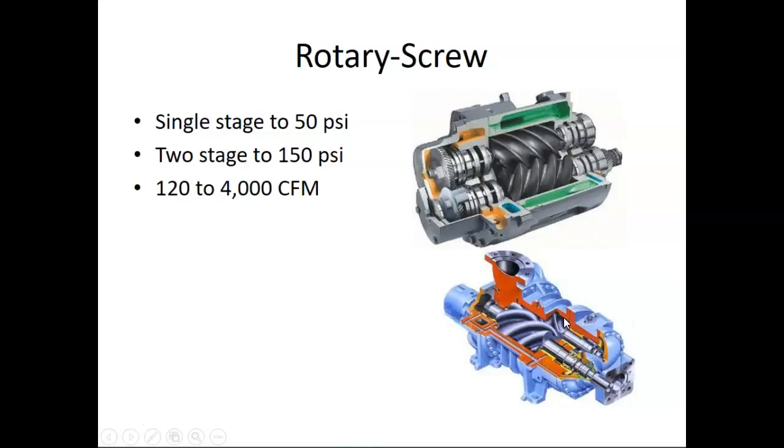You also have what's called the rotary screw. Again, all of this is going to depend upon your needs. Single stage is 50 psi, two stage is 150. You have between 120 and 4,000 cubic feet per minute. So what the rotary screw does, you can kind of see, it narrows at one end and it's expanded at the other. So as the fluid moves up, it compresses, right?